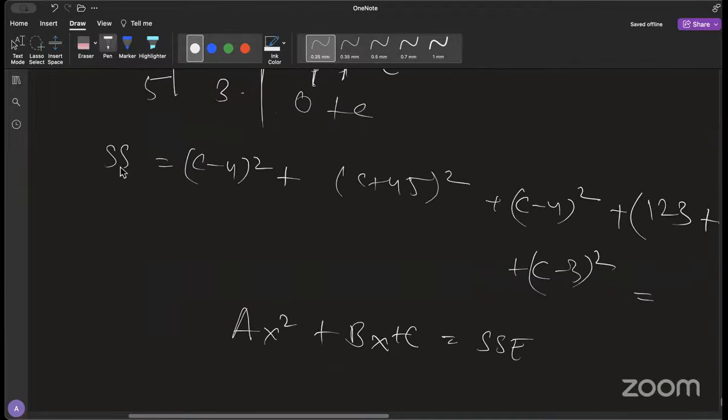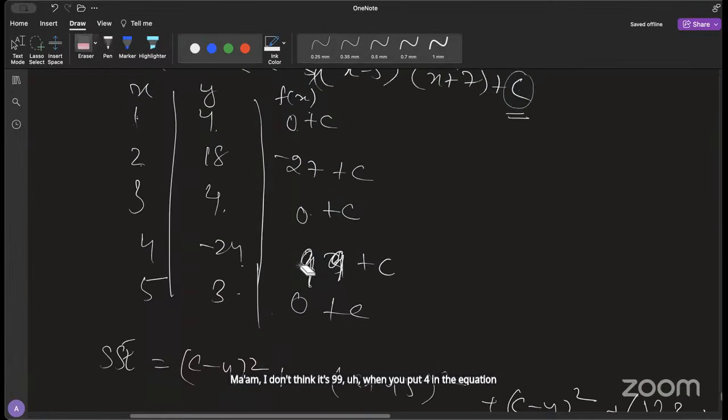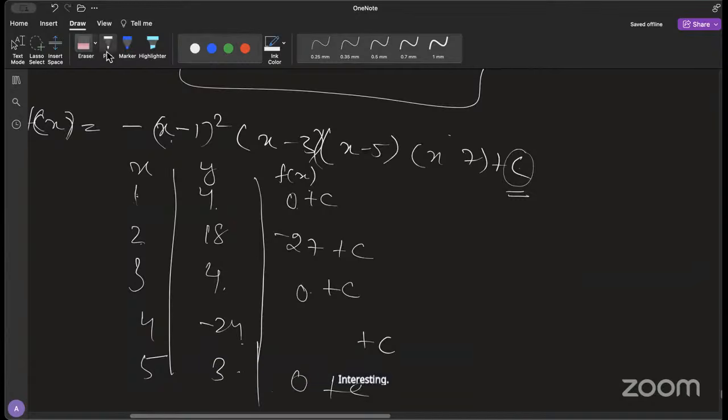Ma'am, I don't think it's 99 when you put 4 in the equation. It'll be 4, 9 into from here. Yeah, what's it? 9, then minus 1. Ma'am, it's x minus 7. I think when you have written x plus 7, that's why the mistake went. Okay. Then everything's going to change. I think this too shall change. So only these 0 ones are going to remain same. These two are going to change.